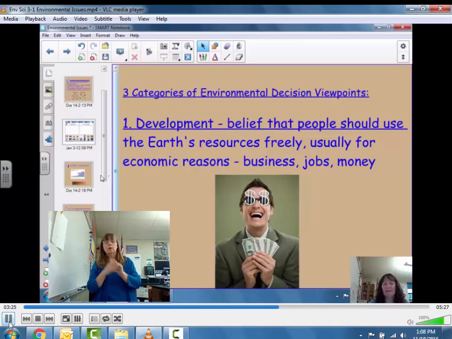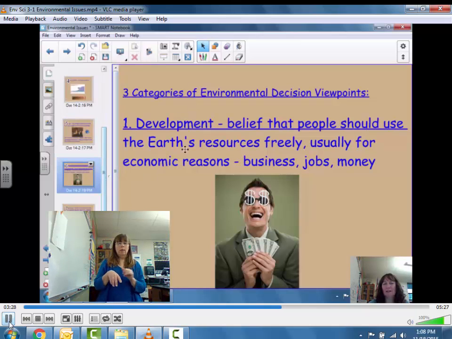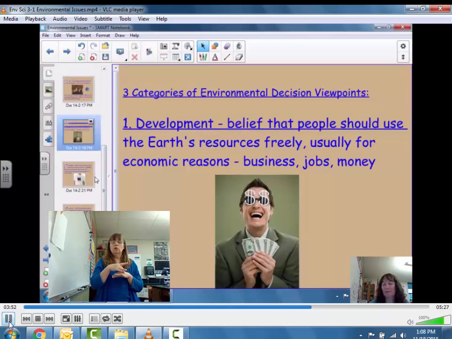The first one is the development viewpoint. And you can see this guy has dollar signs on his eyes. It's because the development viewpoint is the belief that people should just use the resources on the earth freely, usually to make money from. So economic reasons. So making new businesses, jobs, money, like real estate, making big bucks. Using the earth however you want to and not worrying about what happens.